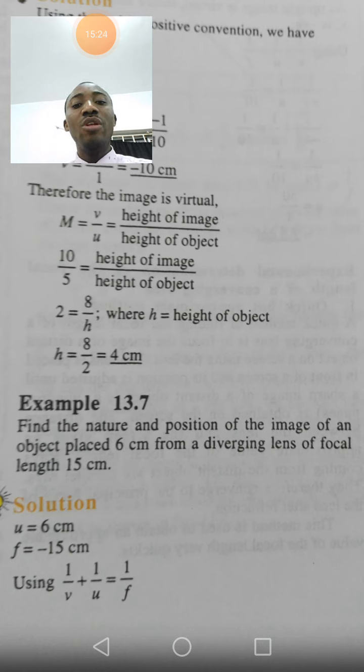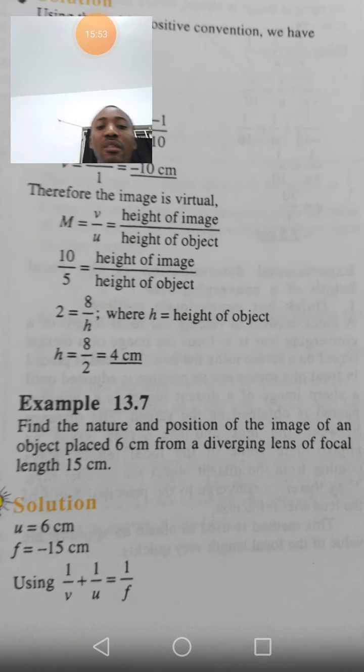Because a diverging lens will always form a virtual image, the image is always negative. And the focal length of a diverging lens is also negative. That is why we have f here to be minus 15. They gave us the focal length in the question, so we attach minus because it's the focal length of a diverging lens. It's going to be negative. The object distance is 6 cm. You may be wondering, where do we get this minus from? The minus sign is because a diverging lens always forms a virtual image, so its focal length also is negative.